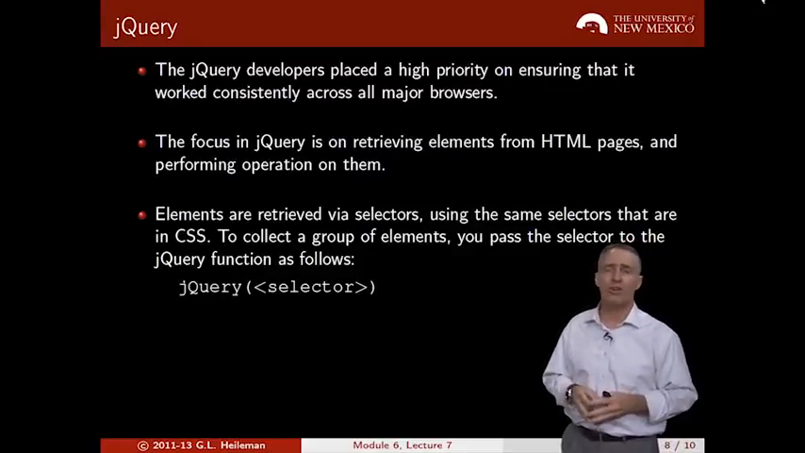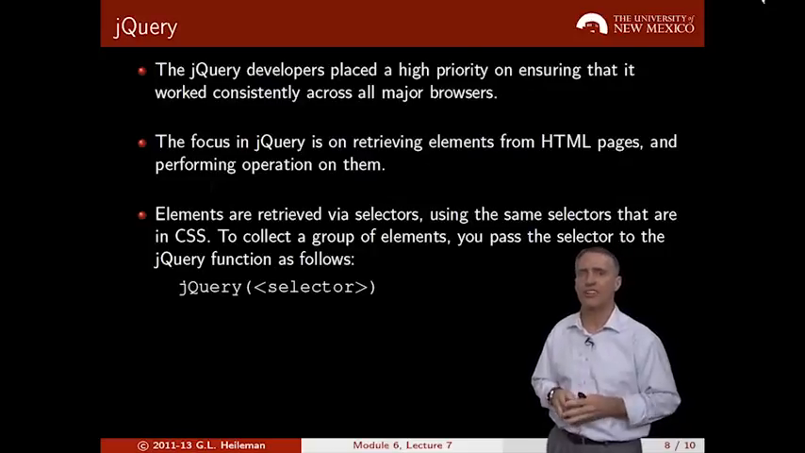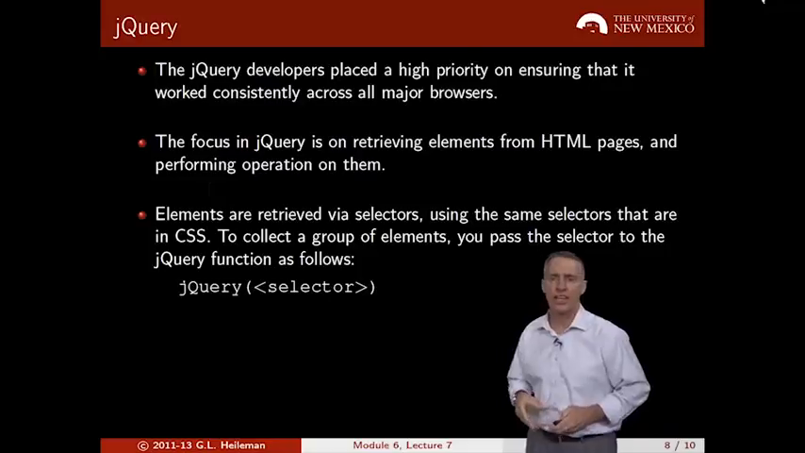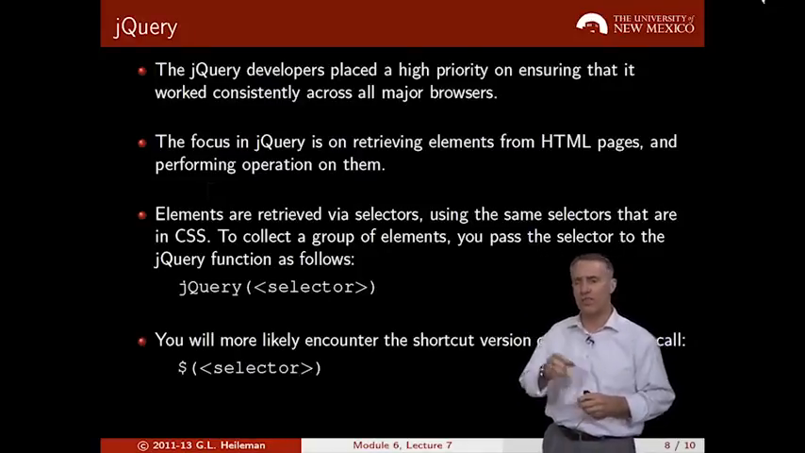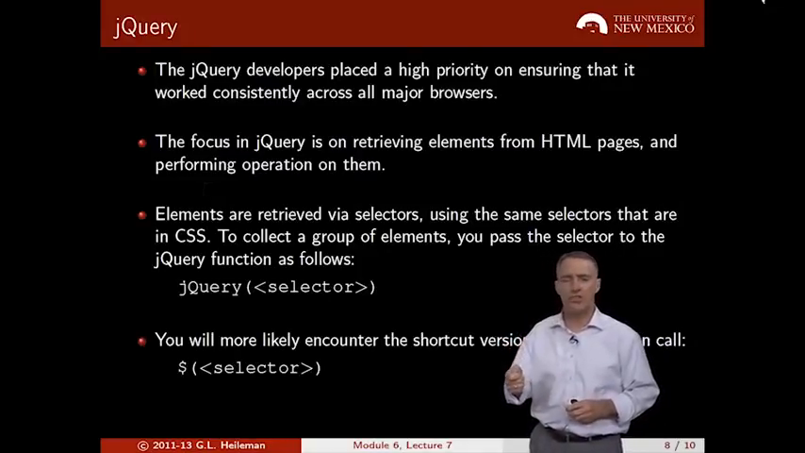Now, these selectors are the same selectors that I showed you for cascading style sheets. So a class selector, an ID selector, and so forth. There's a shortcut as well that's often used. Rather than specifying jQuery, you'll also often just see a $ sign. So these are the same thing.